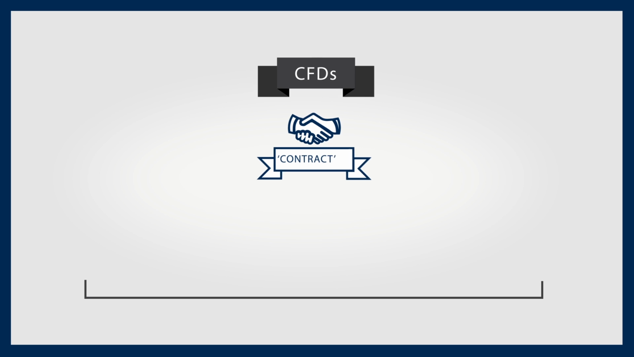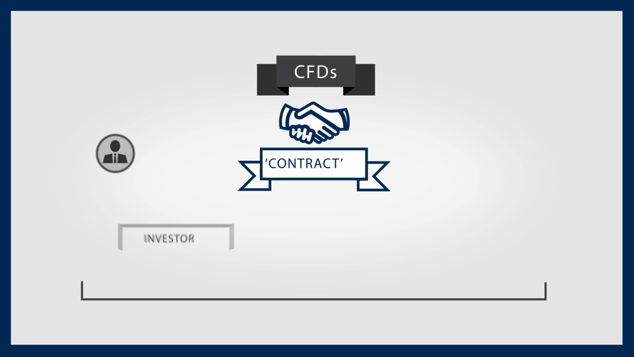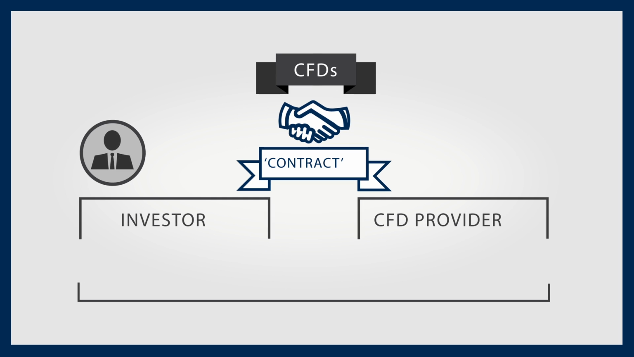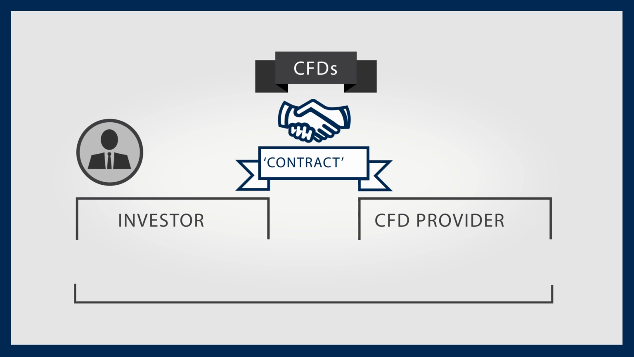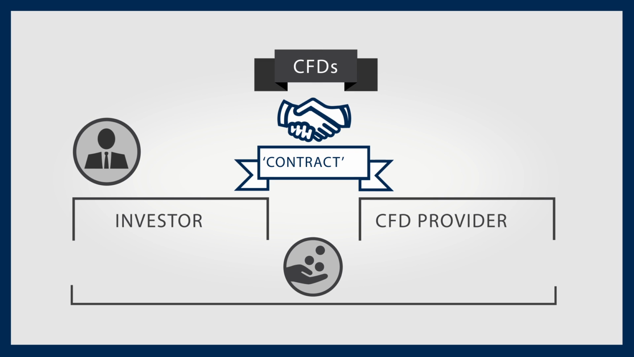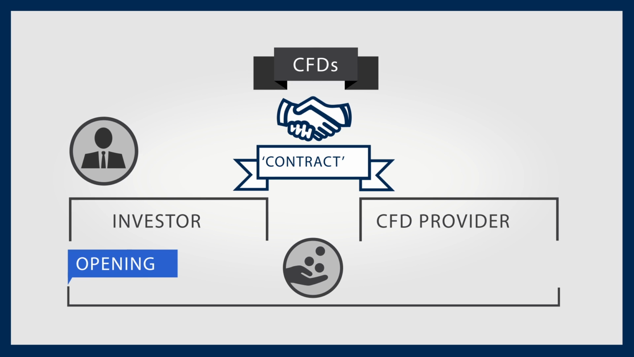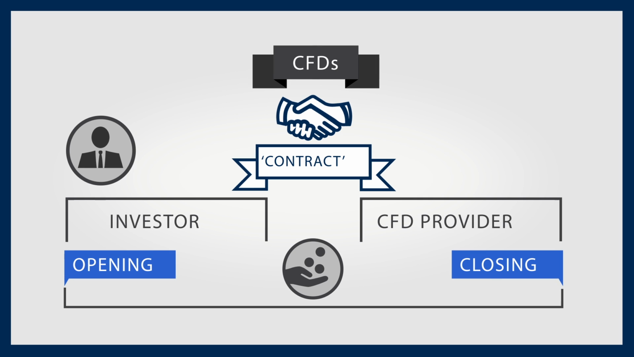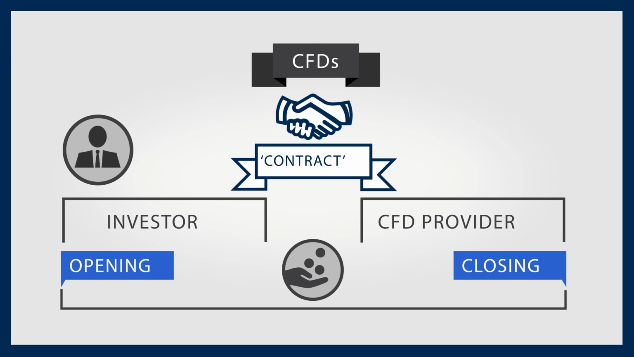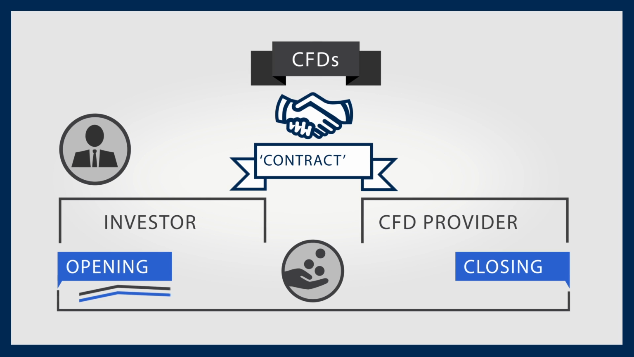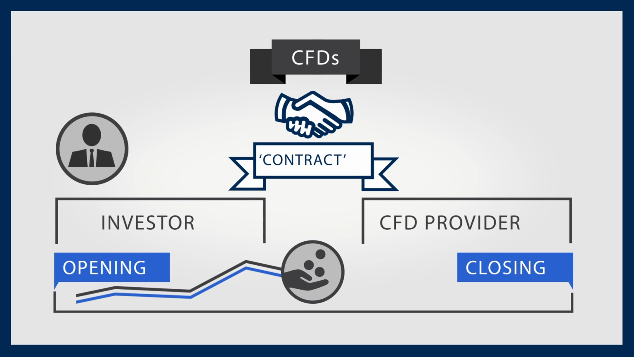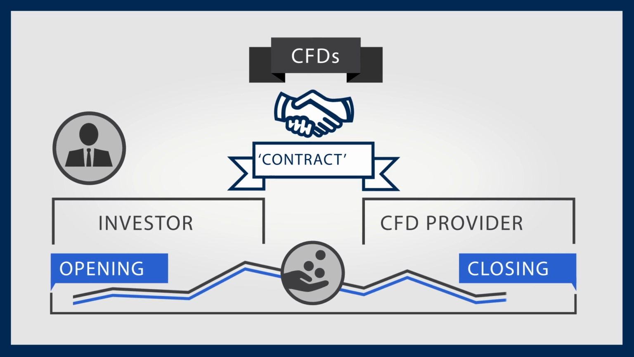So what about a CFD? A CFD, contract for difference, is a contract between you, the investor, and a CFD provider. It's an agreement to settle in cash the difference between an opening price and a closing price of a particular asset that you have taken a position on. The CFD then tracks that asset price. That's the direct relationship between them.